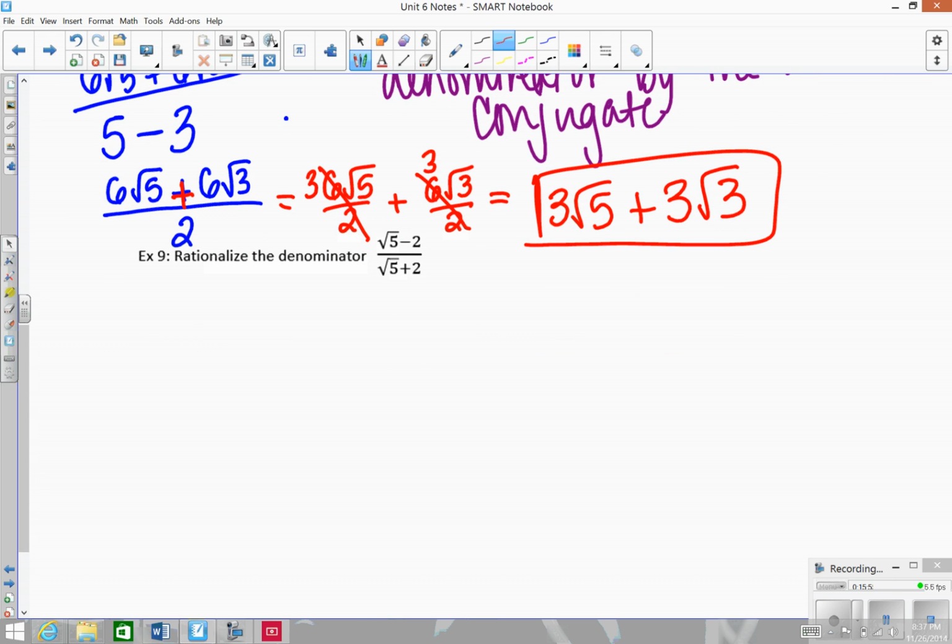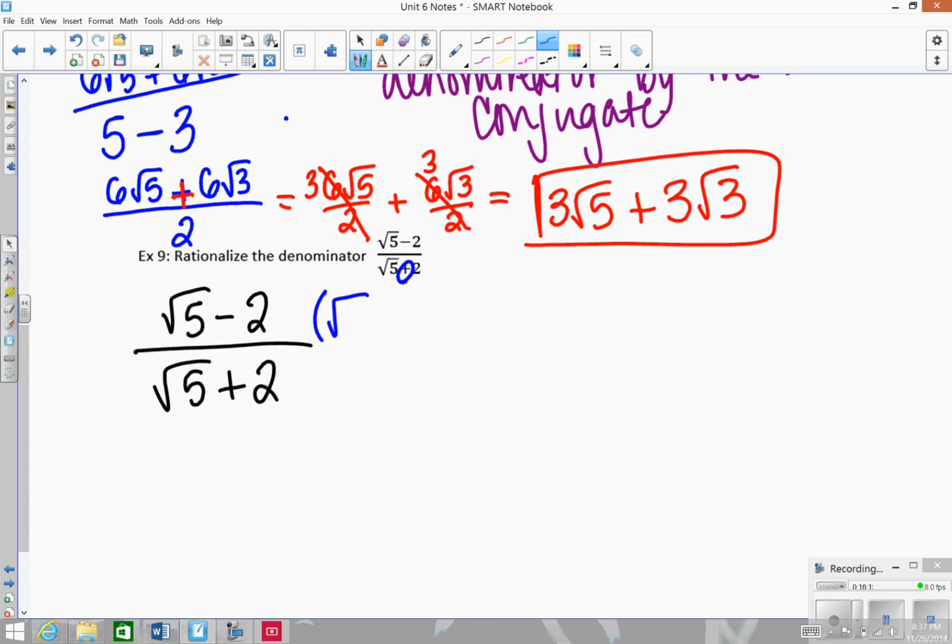So let's look at one more example like this. So we're going to rationalize the denominator. So let me just rewrite it down here so I have space. So I have square root of 5 minus 2 over square root of 5 plus 2. So again, we're going to rationalize, which means you need to multiply by the conjugate of the denominator. So look at the denominator, and it has a plus, so that means you need to multiply by a minus. So your conjugate is always of the denominator. So you're going to multiply the top and the bottom by square root of 5 minus 2.